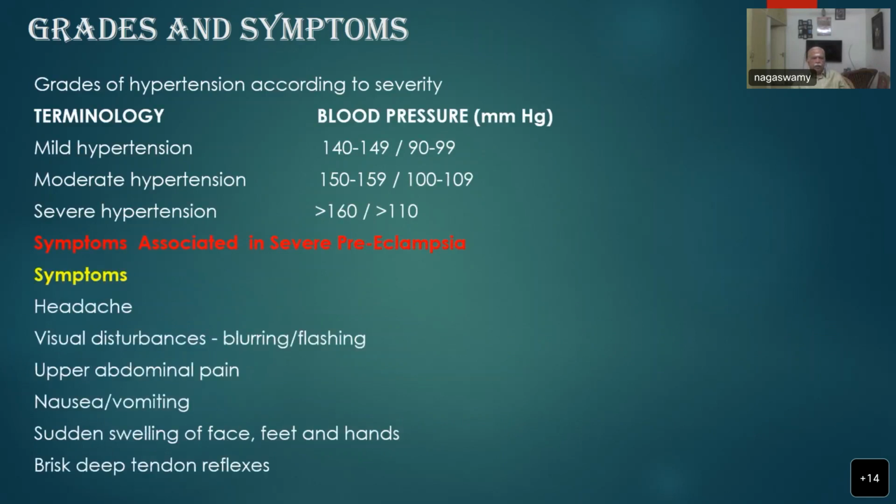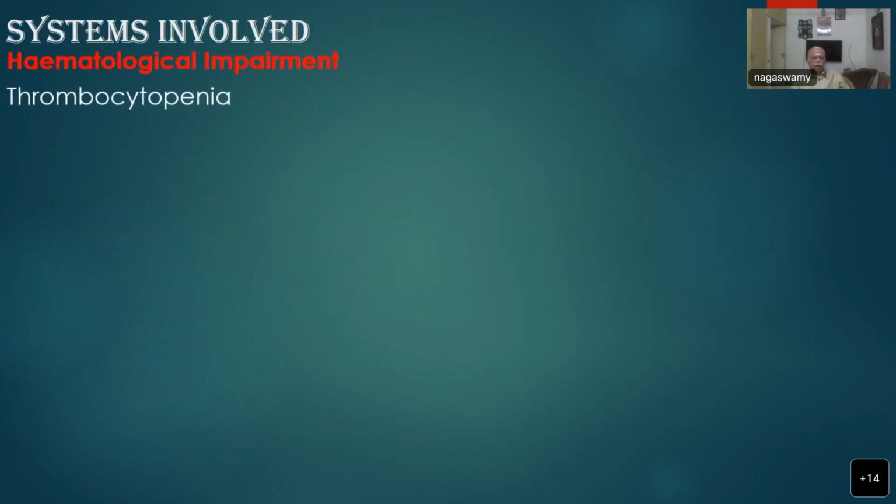And symptoms associated in severe preeclampsia: constant headache, visual disturbance, upper abdominal pain, nausea and vomiting, sudden swelling of face, feet and hands, brisk deep tendon reflexes. And what are all the systems involved? That is how we classify it.